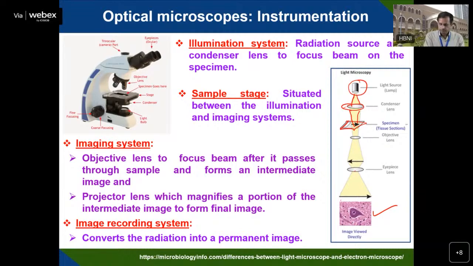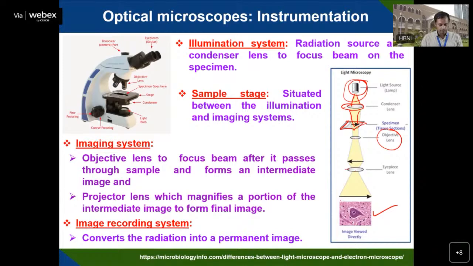So you have the illuminating light source, and you have a sample stage here that is situated between the illumination part and the imaging part, in between the imaging lens and the image plate. Then you have the imaging system, which mainly has an objective lens to focus the beam. You have an objective lens here, this is the image part. That objective lens again focuses the beam, which passes through the sample to the intermediate image, and then you have a projector lens to magnify a portion of the intermediate image to get a final image.